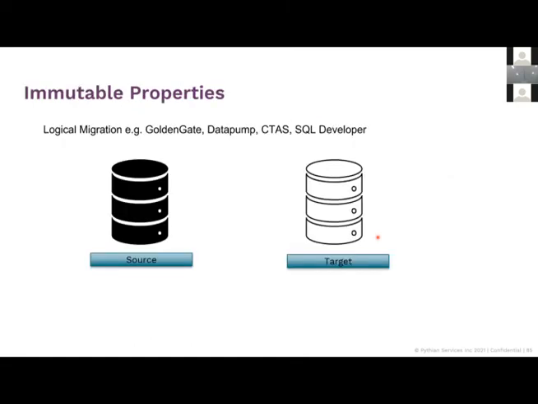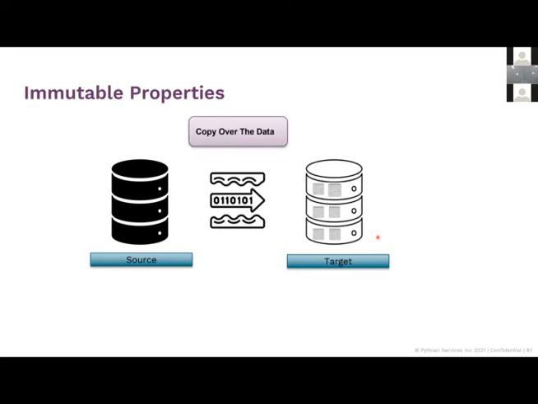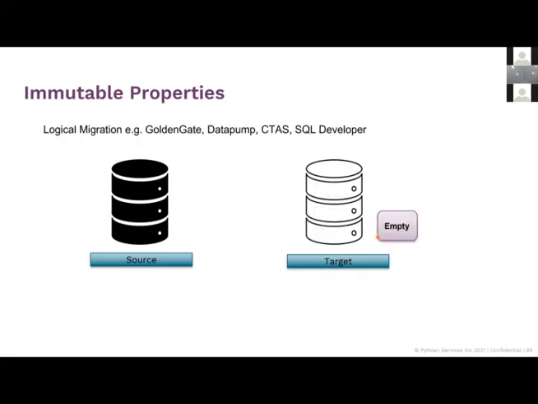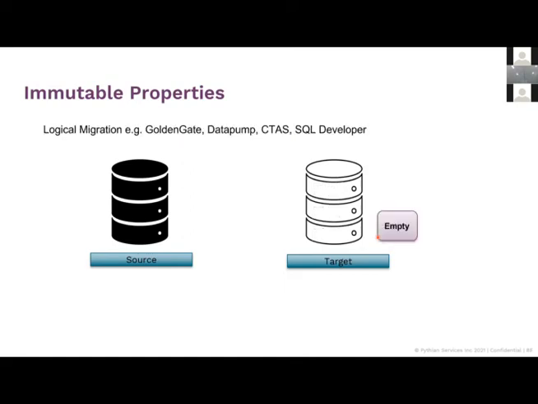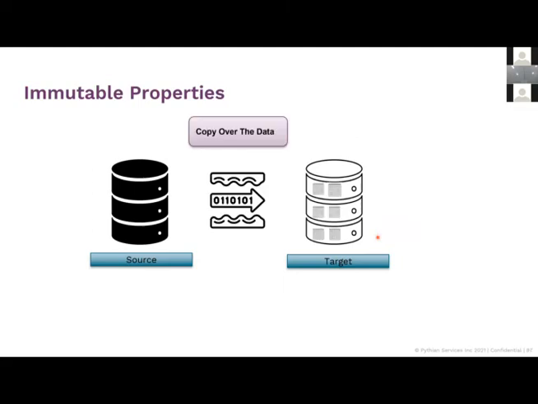Now, while migrating the databases, especially if you're using a logical migration method, the way logical migration works is that you create an empty target, and then using some method, it could be Data Pump, GoldenGate, any number of methods. I've literally listed a ton of methods over here. You copy over the data to your target.